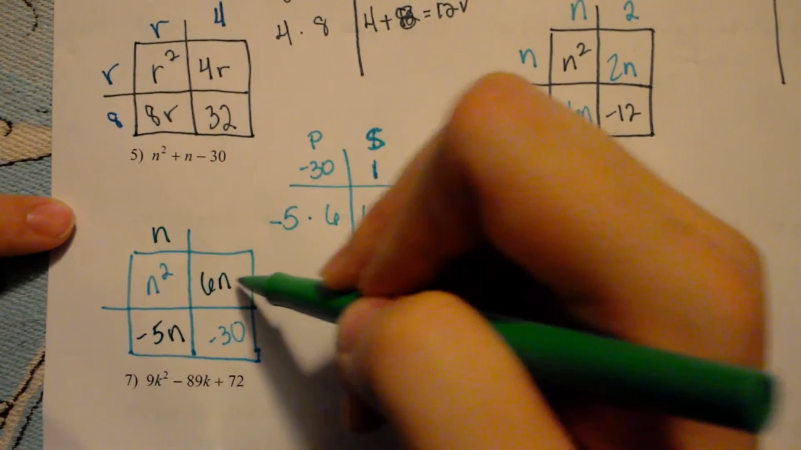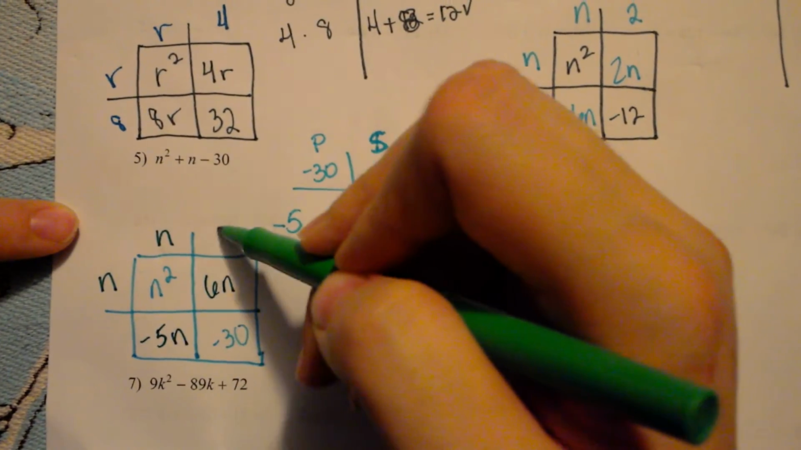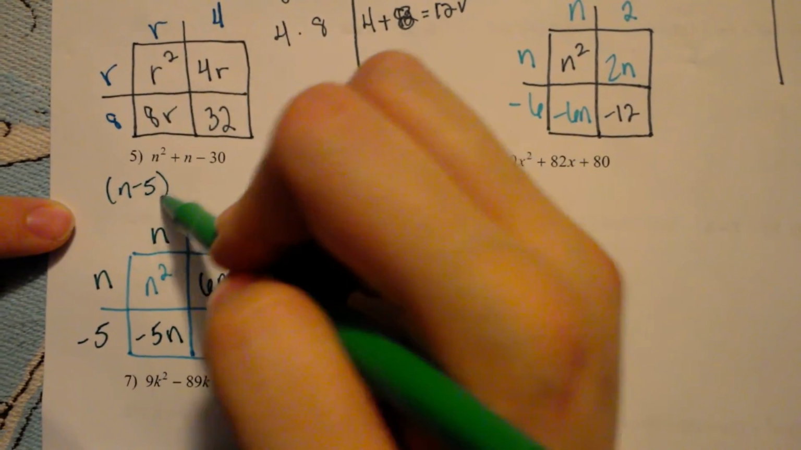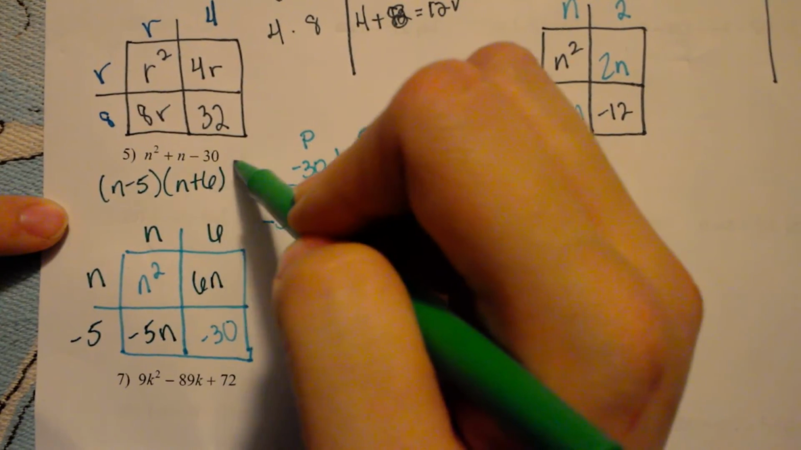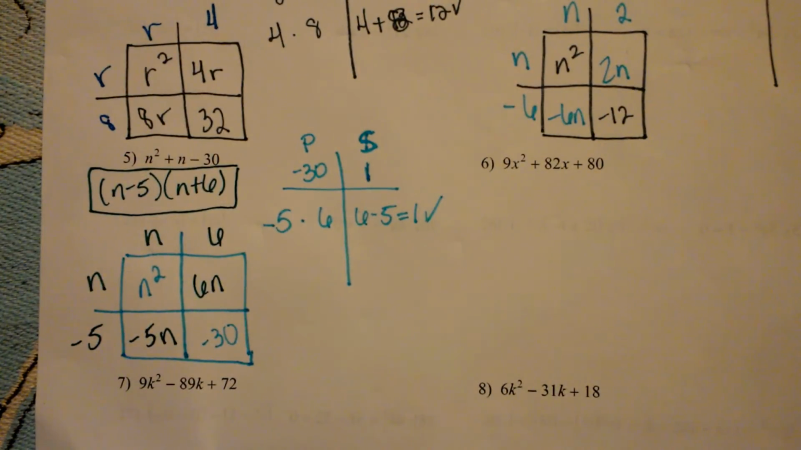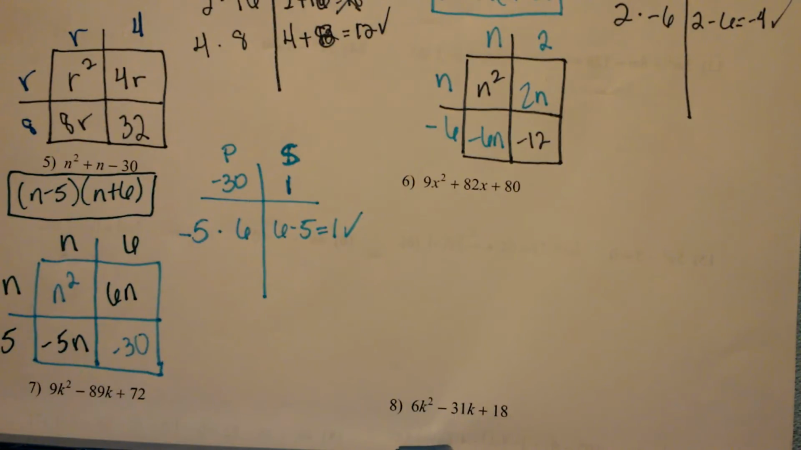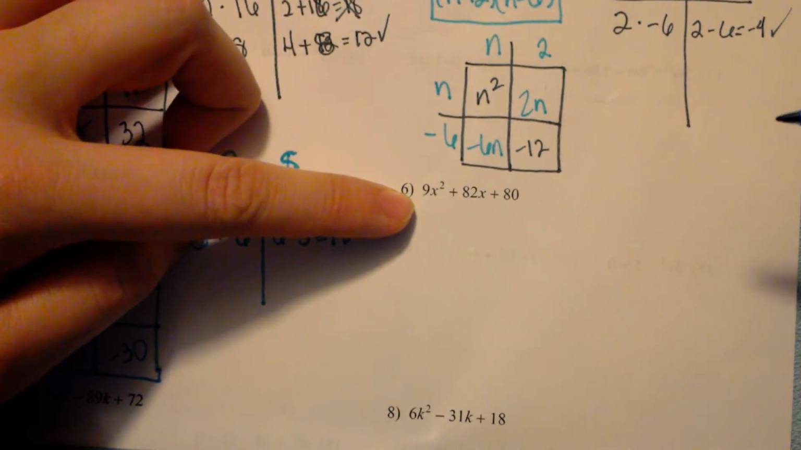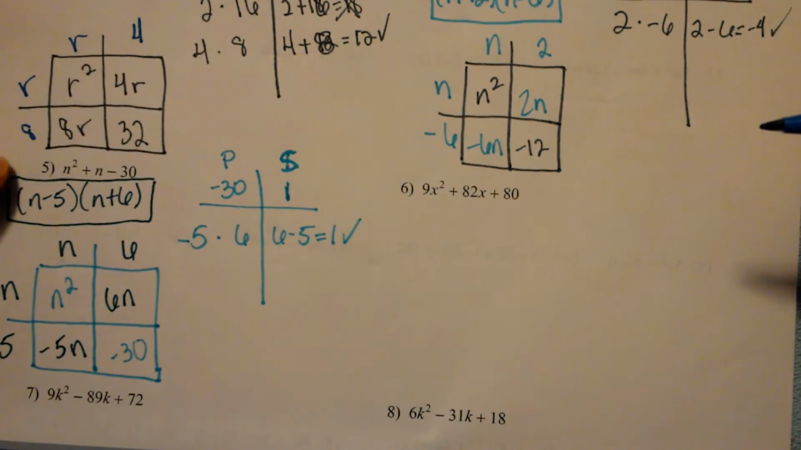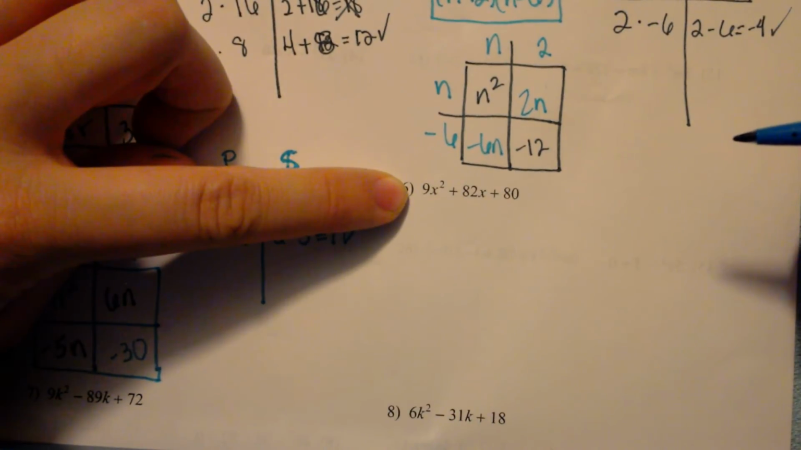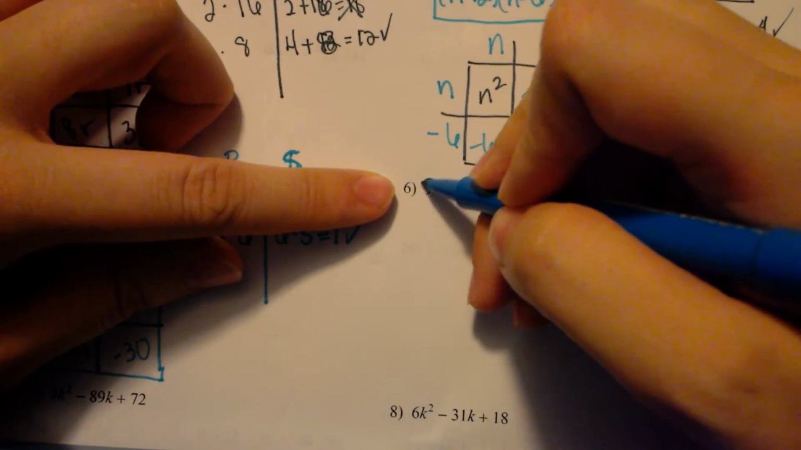So these have an n in common, those have an n in common. Those have a 6, those have a negative 5. So on the rest of these, my first coefficient is not 1. So on 5, you can see it's just n squared. So on 6, I have 9. So now I need to do something different.